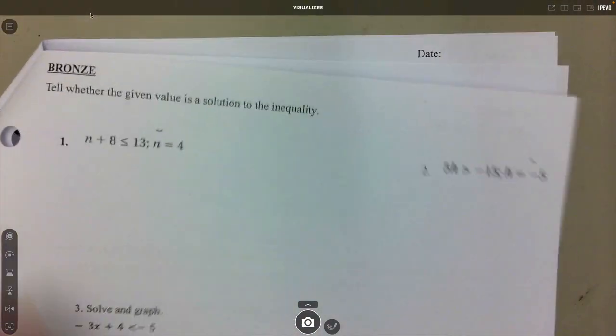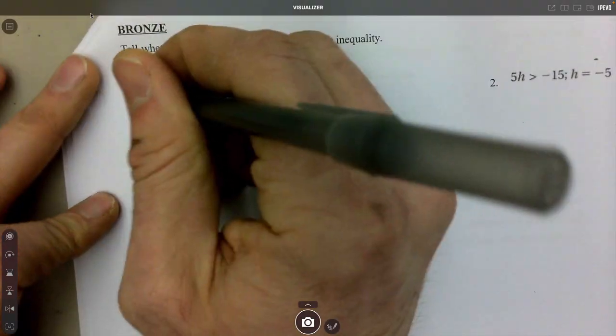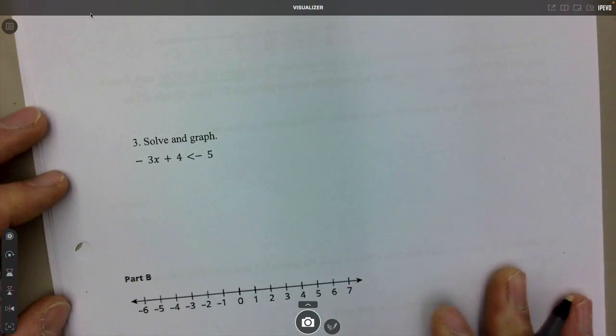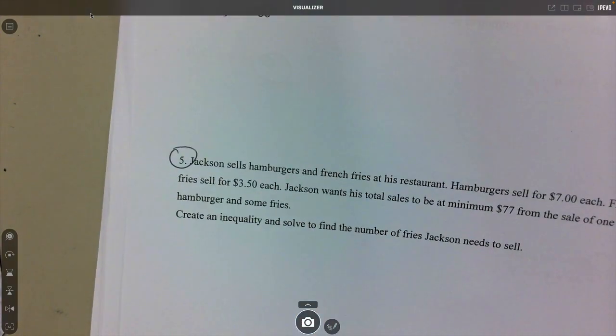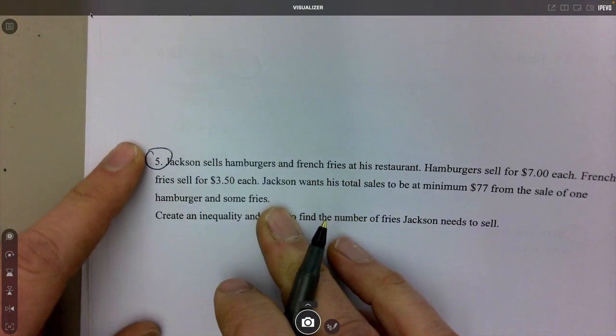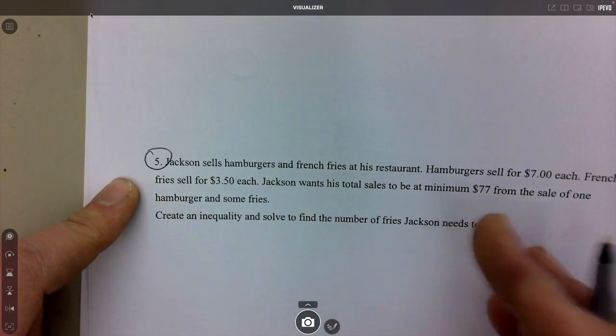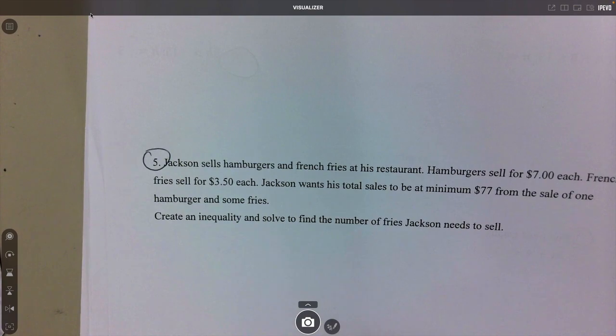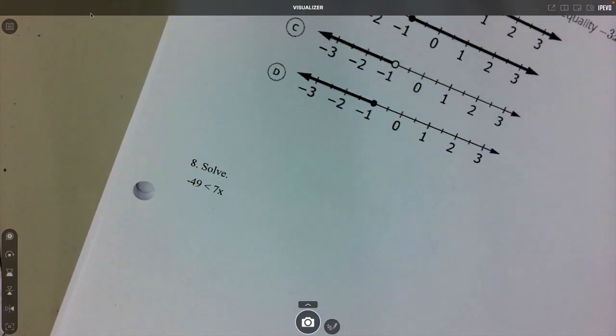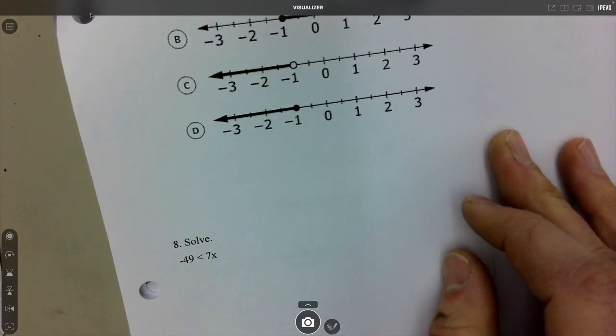I'm going to have you circle 1, 2, 3. Circle 4. And circle 5. 1, 2, 3, 4, and 5 is your homework. You have answers. Bronze is now homework. 6, 7, and 8 is optional if you want to study for the test. Those are clones of some test problems that look very similar. Bronze is now your homework, 1 through 5.